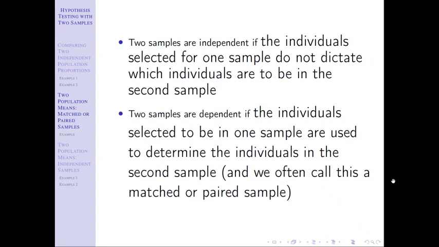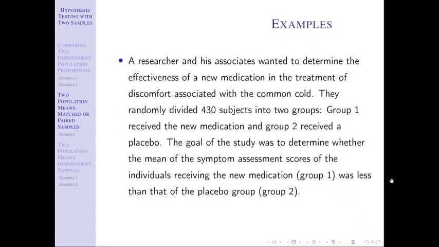Okay. And so we have some examples to go through, just to determine which ones are independent and dependent. So here's the first one. A researcher and his associates want to determine the effectiveness of a new medication. They randomly divided 430 subjects into two groups. Group one gets the medication, group two gets a placebo. Notice there's no way to pair these people. It's just 430 people into two groups. So because there's no way to match them up, these would be independent samples.